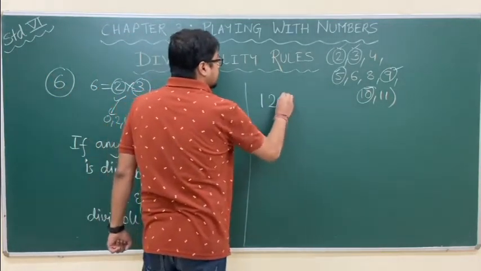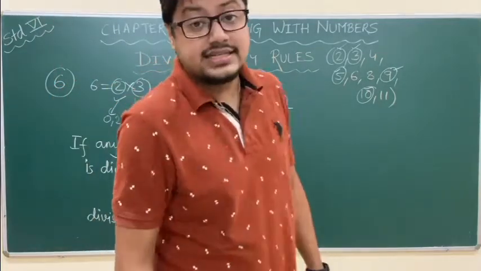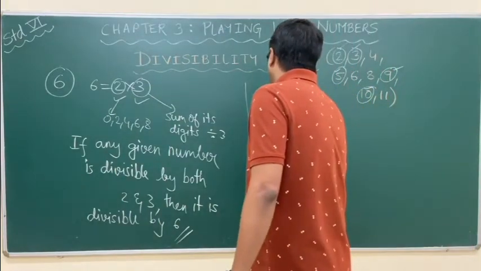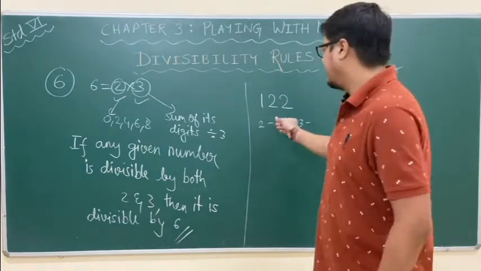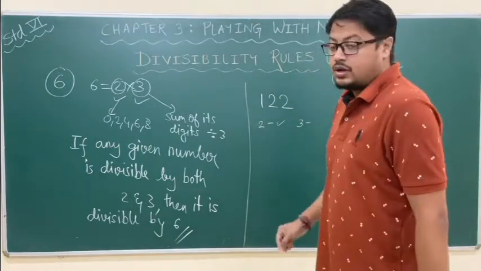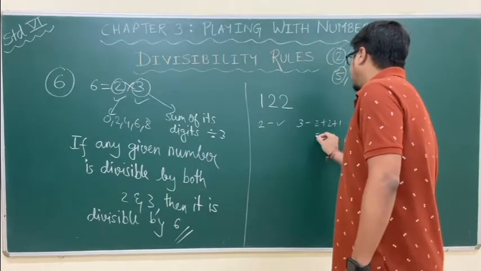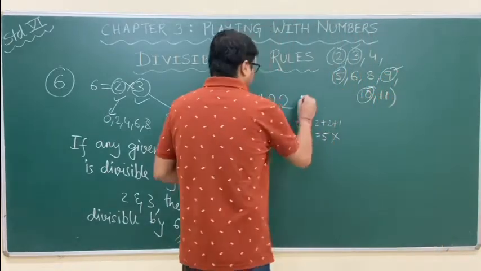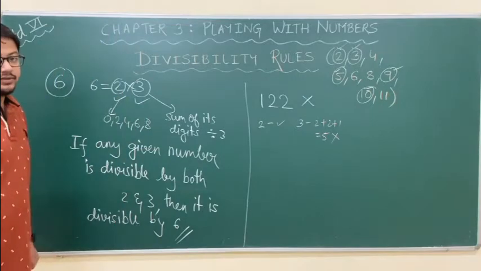122. I want to check whether this number is divisible by 6 or not. So first I will check whether it is divisible by 2, whether it is divisible by 3. Is it divisible by 2? Ending with 2, divisible by 2. Is it divisible by 3? 2 plus 2 plus 1, answer is 5. 5 is not divisible by 3. So this number is not divisible by 6. Getting me? Okay.